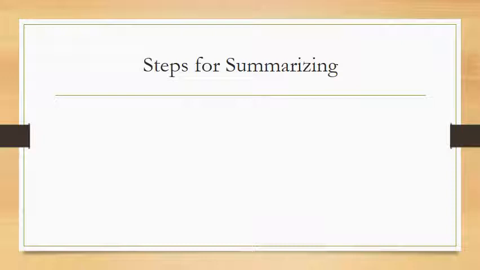Steps for summarizing. First, you want to read and annotate the source. Annotate means to take notes, highlight things, underline things, circle words. But the most important part about this process is that you comprehend what the source is saying. So you may need to read it several times and take lots of notes.